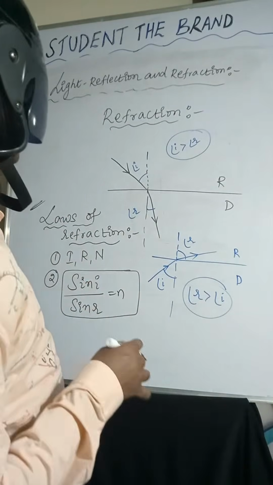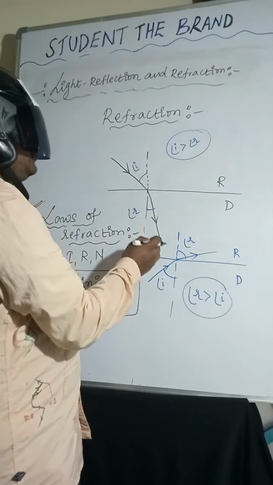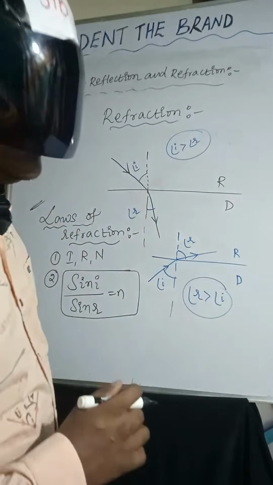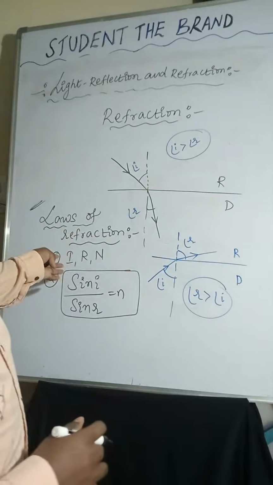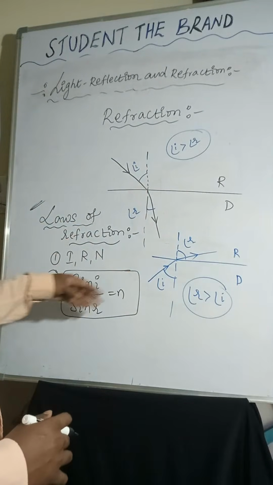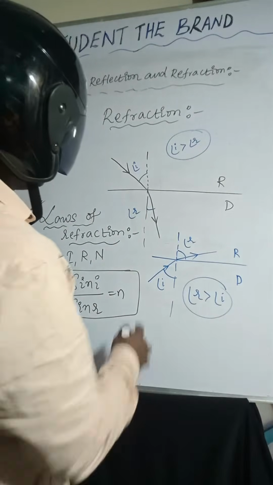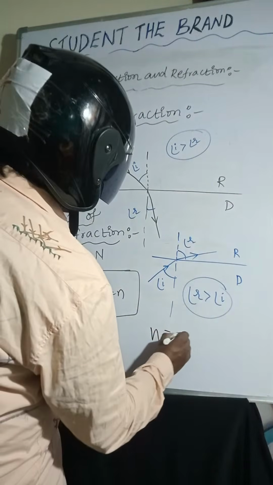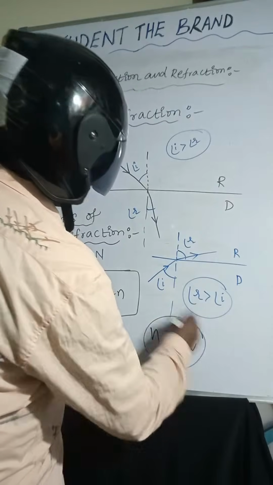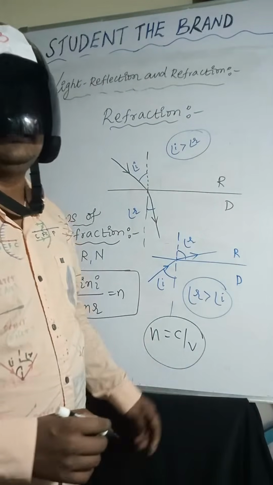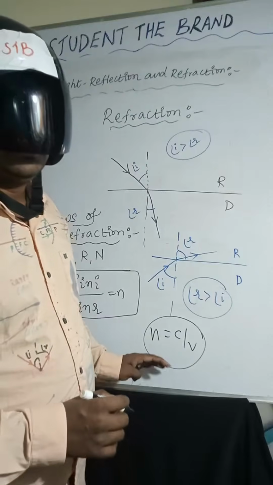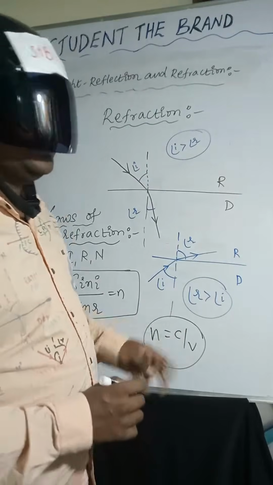So the laws of refraction are: the incident ray, refracted ray, and normal line lie in the same plane, and the sine of the angle of incidence to the sine of the angle of refraction is equal to a constant. The constant is the refractive index. So n equals c by v, that is the absolute refractive index.